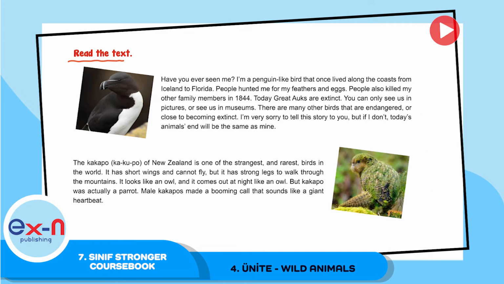Let's read two texts. Read the text. Have you ever seen me? I'm a penguin-like bird that once lived along the coasts from Iceland to Florida. People hunted me for my feathers and eggs. People also killed my other family members in 1844. Today, great auks are extinct. You can only see us in pictures or in museums.